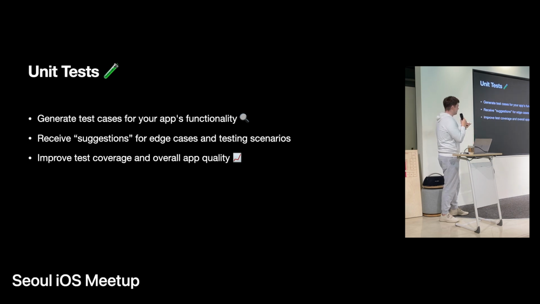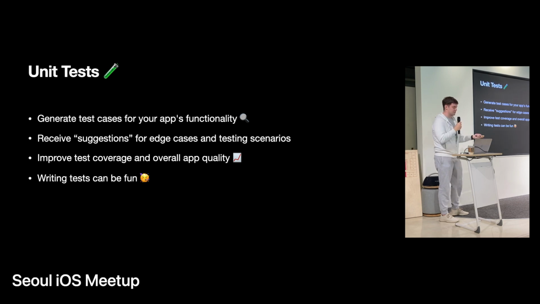And yeah, you can improve test coverage and overall app quality by using more unit tests, which is always great. Less crashes, happier users, more downloads, more money. Yeah, pretty much. And it can make writing tests fun, because instead of spending your time being depressed and writing the tests one by one, you first ask it to generate some test cases. You kind of check.